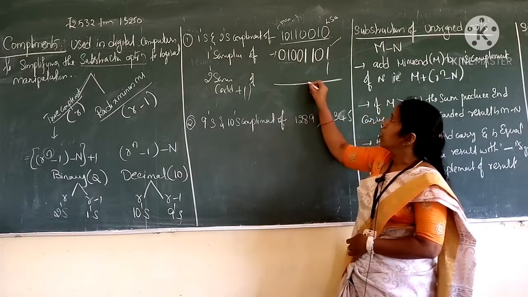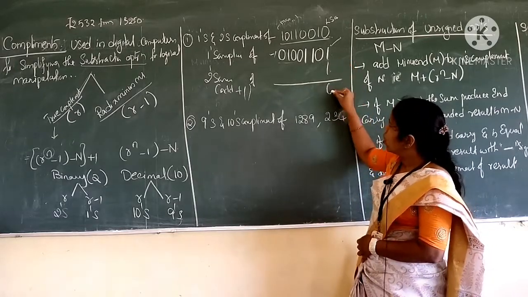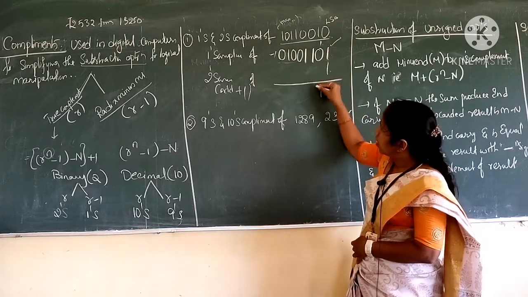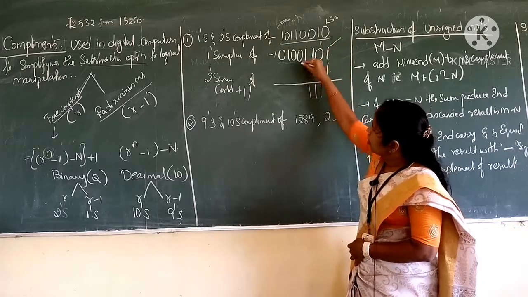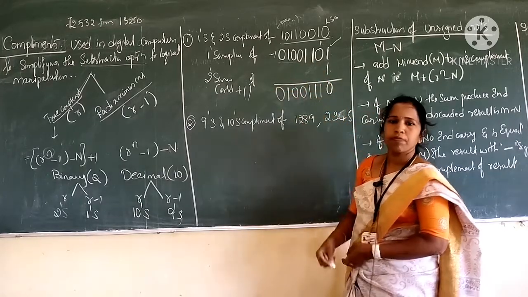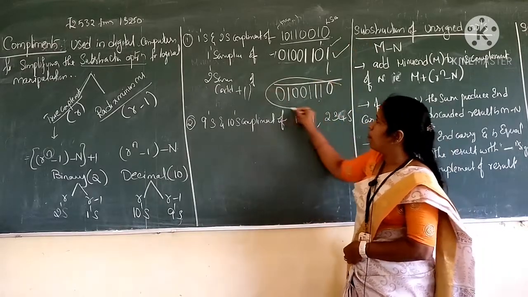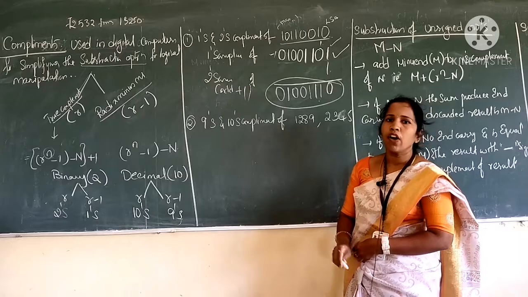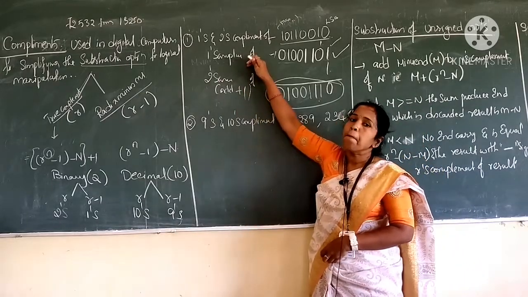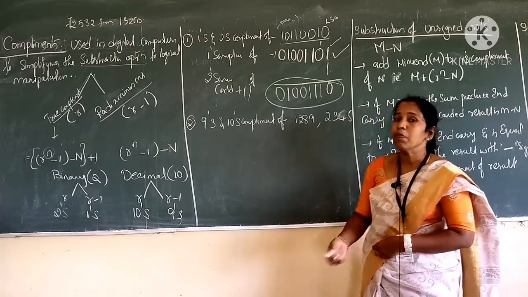Now here 1 plus 1, logical addition. 1 plus 1 is 0 with carry 1. 1 plus 0 is again 1. So as it is 1, here you have 0, here you have 0, 1, 0. So 1's complement is this one and 2's complement is this one. We got R's complement as well as R minus 1's complement for the binary number.